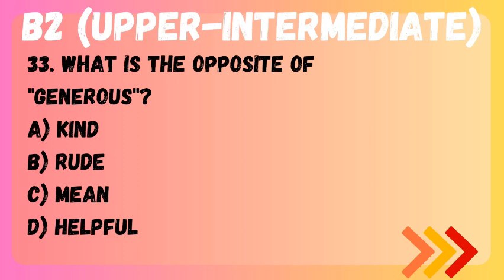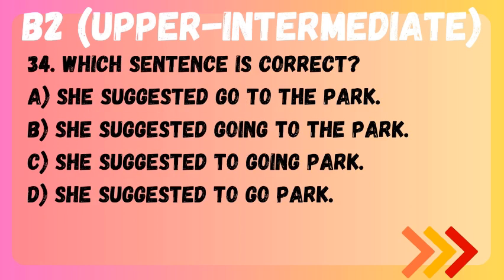33. What is the opposite of generous? A. Kind. B. Rude. C. Mean. D. Helpful. 5, 4, 3, 2, 1. 34. Which sentence is correct? A. She suggested go to the park. B. She suggested going to the park. C. She suggested to going park. D. She suggested to go park. 5, 4, 3, 2, 1.